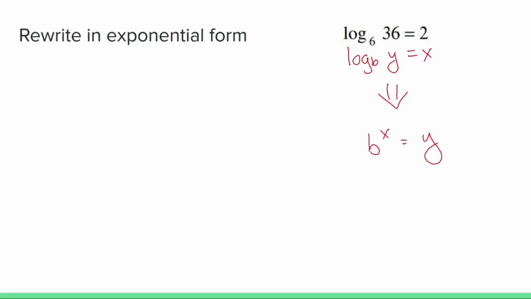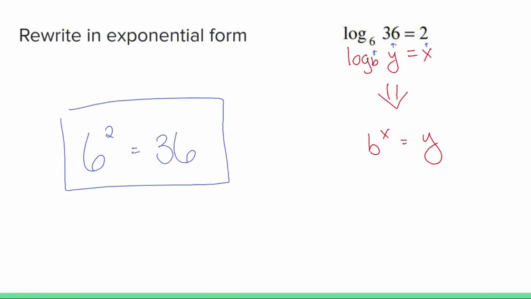So when we look at this one right here, we would say that the base is 6, that the y is 36, and that the x is 2. So log base 6 of 36 equals 2 can be written as 6 to the second power equals 36, which is true, but it's also how you do it.